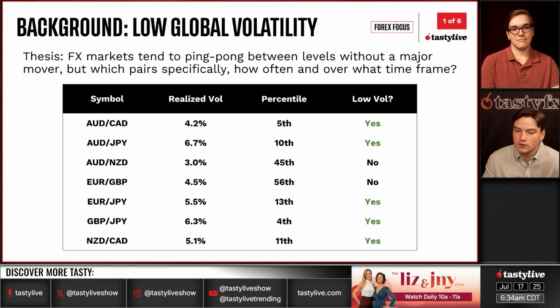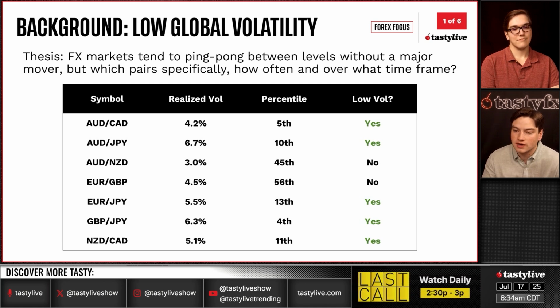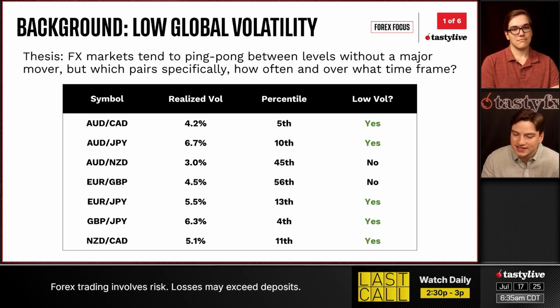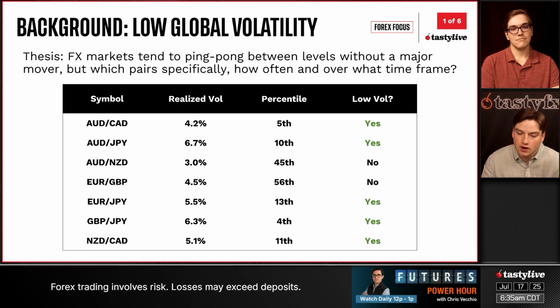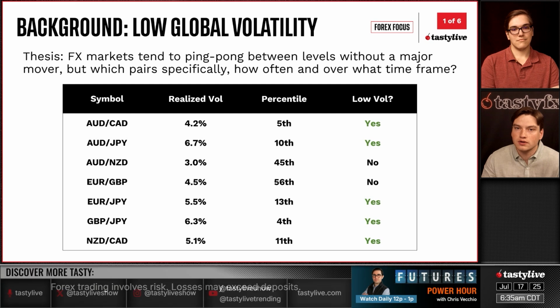And so we're working with the thesis that in low volatility, without major movers, FX markets are more prone to just go back and forth, trade back and forth within ranges, and perhaps exhibit more mean reverting qualities. We'll test if that's true, which pairs it's true for, and when a trade like that would be the most profitable. But here we're looking at the 7 most popular non-dollar pairs. A lot of these are still highly liquid, still highly traded across the globe.